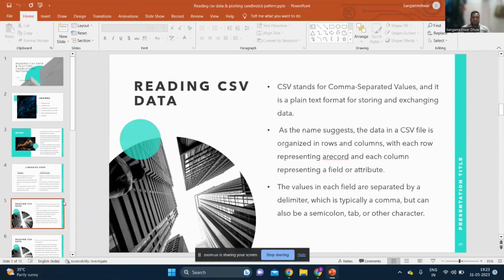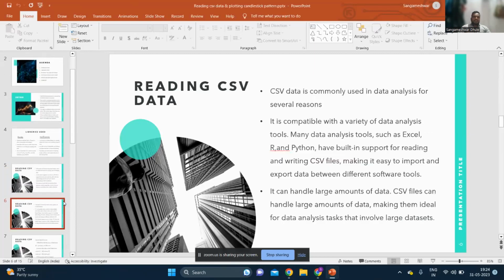Okay, so let's see how we can read the CSV data using pandas. CSV stands for comma separated values, and it is a plain text format for storing and exchanging data. As the name suggests, the data in a CSV file is organized in rows and columns, with each row representing a record and each column representing a field or attribute. The values in each field are separated by a delimiter, which is typically a comma, but can also be a semicolon, tab, or other character.